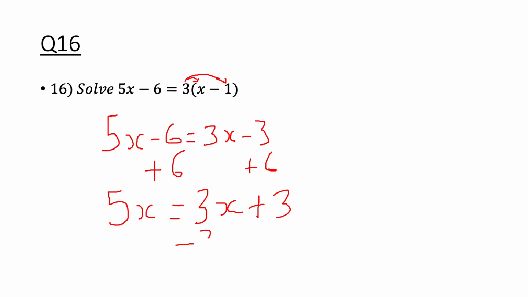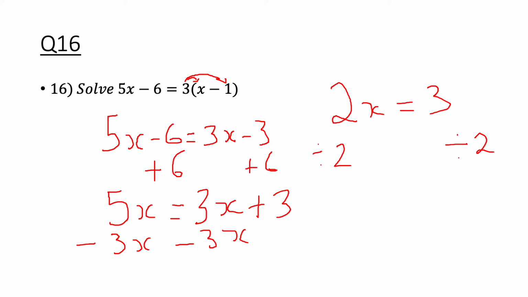I'm now going to subtract 3x on both sides. 5x take away 3x is 2x, so 2x equals 3, and dividing both sides by 2, I'll get x equals 3 over 2, or 1.5, okay. Or equivalent, or OE, and OE means or equivalent, so 3 over 2 or 1.5 is also correct.